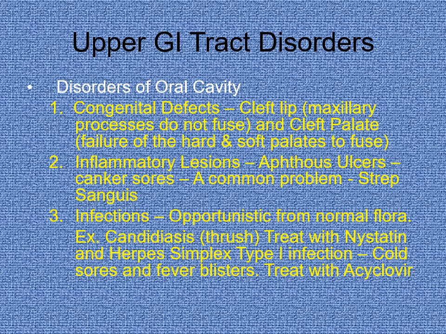There are also inflammatory lesions, aphthous ulcers, canker sores, also a common problem, usually caused by Streptococcus sanguis infections. Opportunistic infections from the normal flora, like candidiasis, thrush. Sometimes people that wear their dentures overnight can make a nice environment for thrush to persist, and certain antibiotics that will suppress normal flora in the mouth can cause thrush to erupt. So you treat with nystatin. And then there's herpes simplex type 1 infection, which is the eruption of cold sores and fever blisters, and you can treat this with acyclovir.